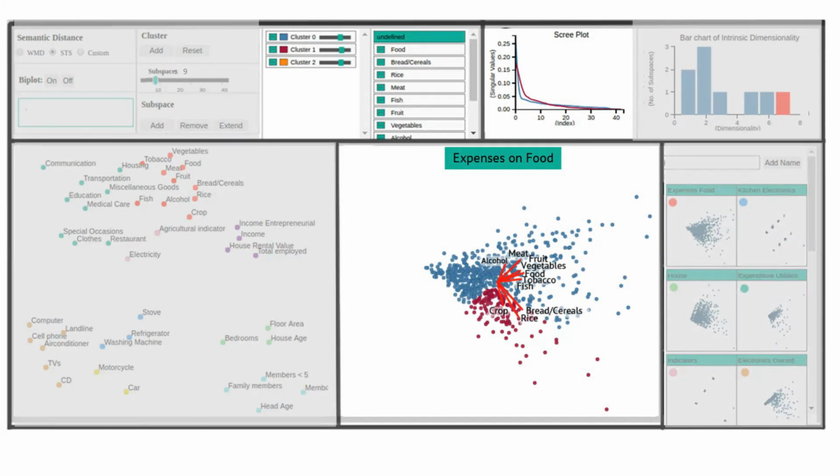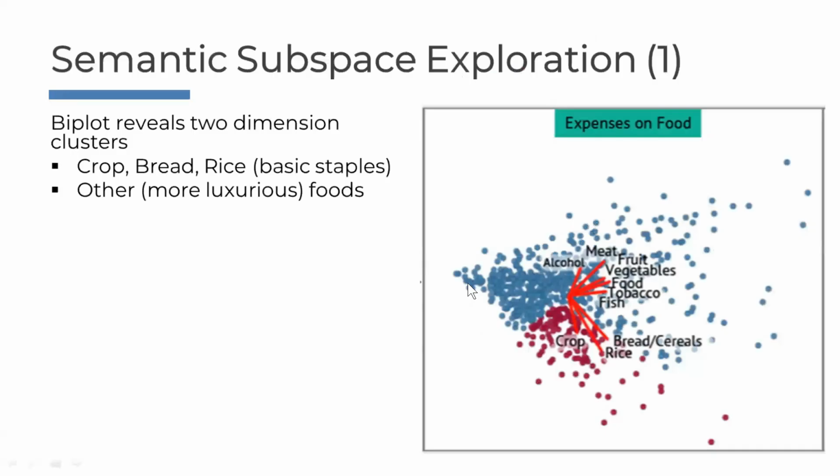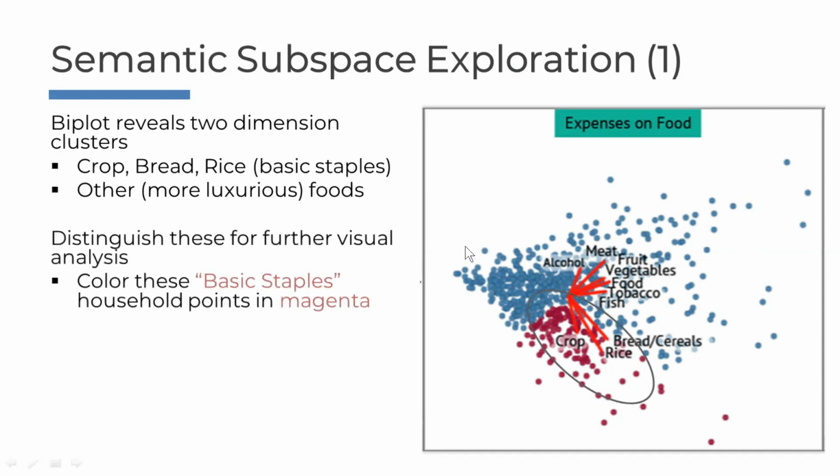And so it's already clearly seen that there are two prime trends, right? Like there are these regular staples and then these basic staples on the bottom, right? So that's interesting, right? So now let's look at this a little closer. For this part here, you can see these two dimension clusters: crop, bread, and rice are called the basic staples, pointing to the right lower corner, and the others, which are more luxurious food, pointing to the upper right corner, right?